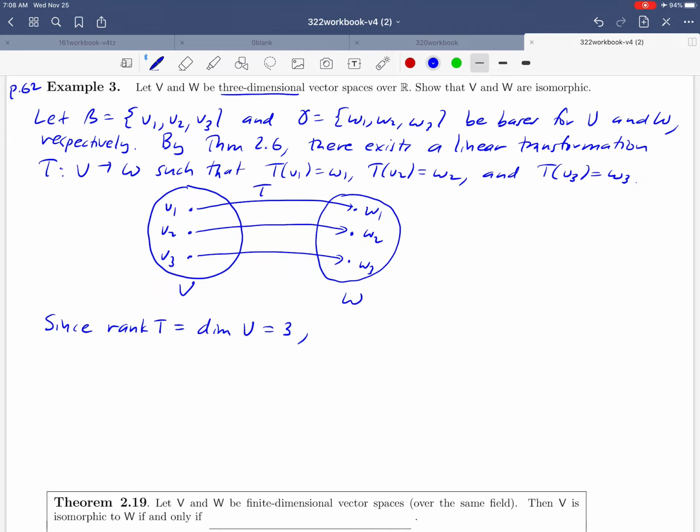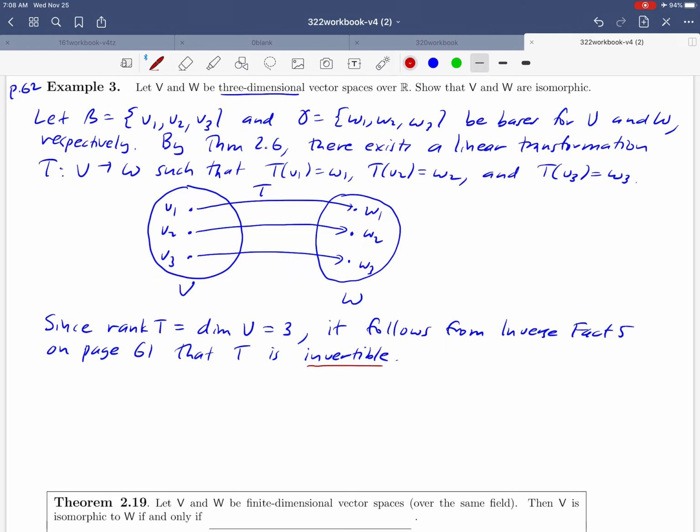And because that's a true statement, it now follows, if we look back at one of our facts, okay, from inverse fact 5 on page 61, that T is invertible. You can look back at that fact and confirm that. Okay, and notice that what we've demonstrated is that T has two important properties. It's invertible and it's linear. And we talked about how if you put those two properties together, what you have is an isomorphism.